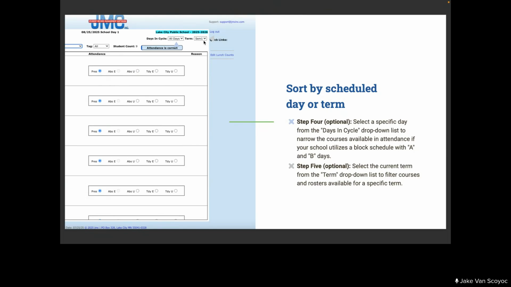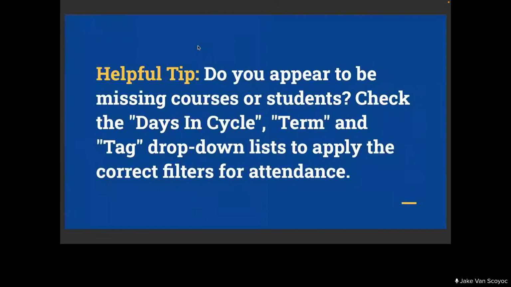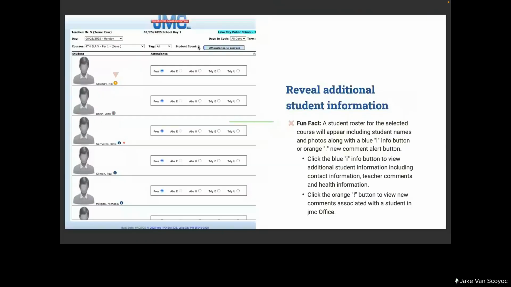The term drop-down list is going to default to the term that is currently set for your school, and I will show you on the preferences during the live look, where you would set the term that you are working in. Helpful tip: do you appear to be missing courses or students? Check the days in cycle, term, and tag drop-down list to apply the correct filters for attendance.